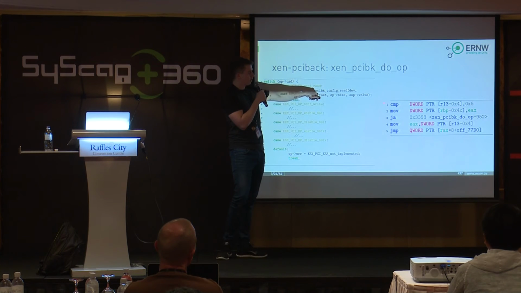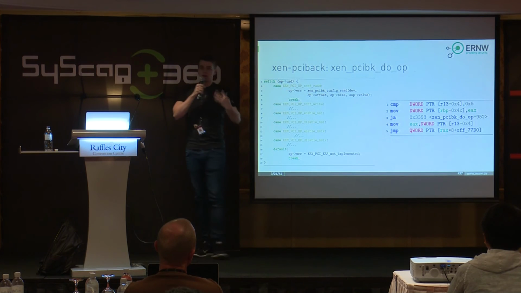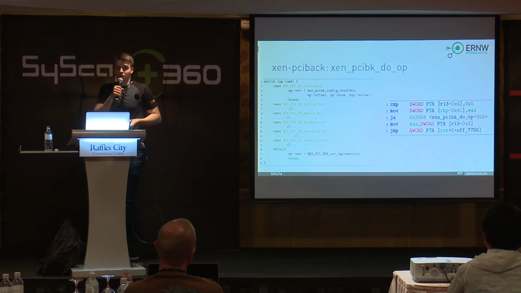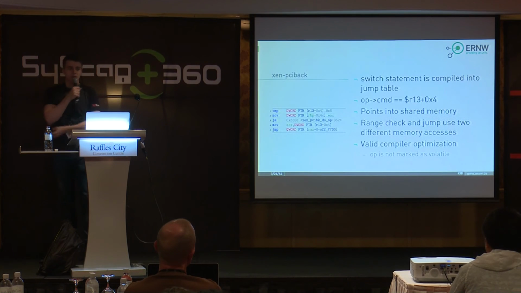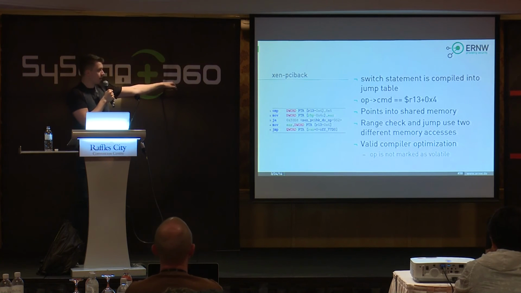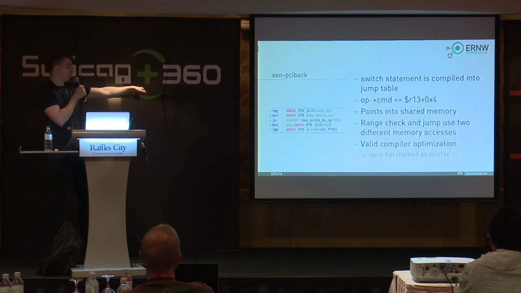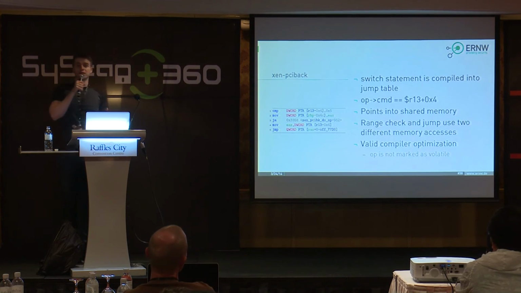If we are able to exchange the value between line 1 and line 4, we have an almost direct or indirect instruction pointer control, because we can influence the target of this indirect jump. So that's basically what I just said. We have a range check, but the range check uses 2 different memory accesses, so we can bypass the range check and jump to more or less an arbitrary location.